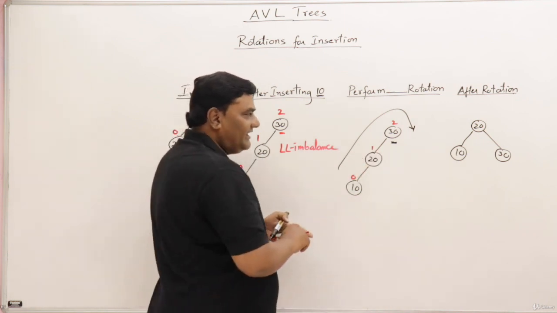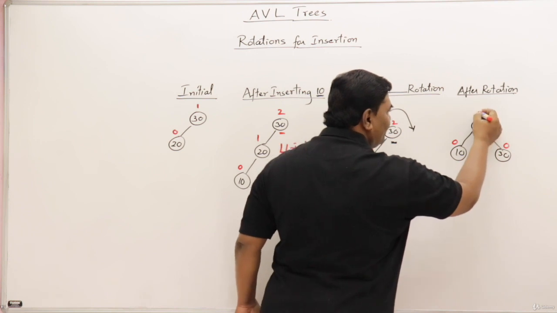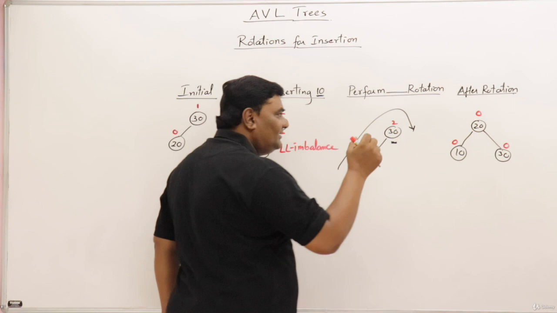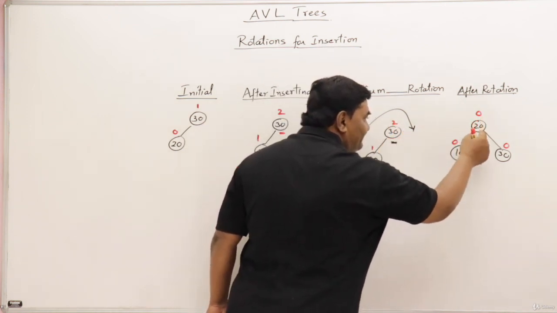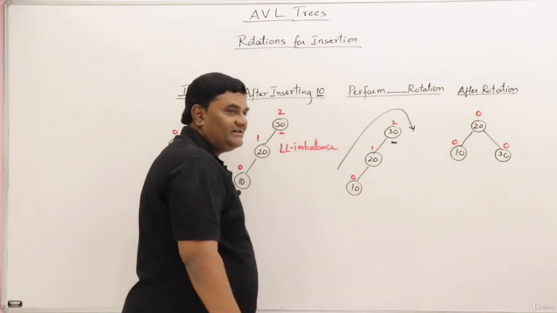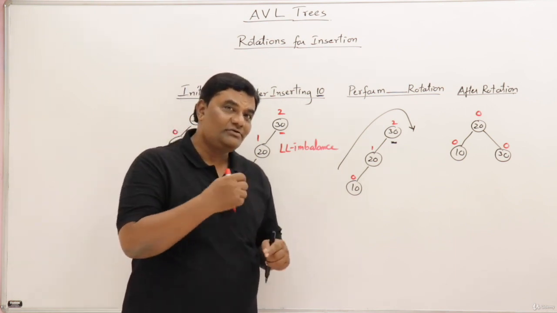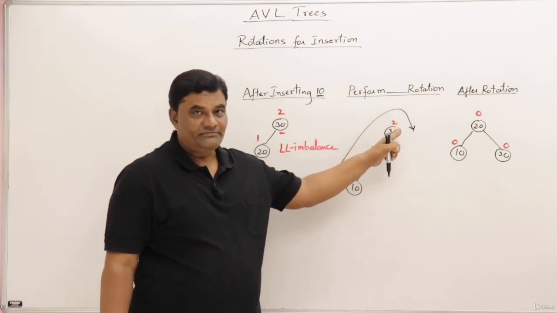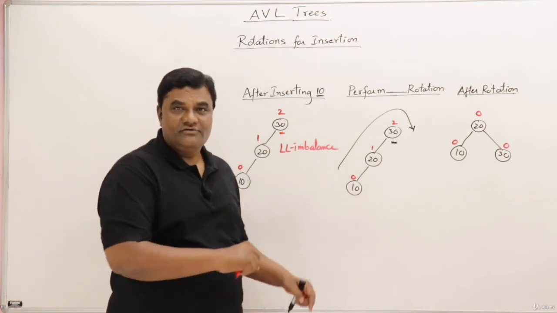Let us check the balance factors. This is 0. This is 0. This is 1 minus 1, 0. All are balanced. So around which node have we rotated? This node. At that place, who is there now? 20. Is it balanced or not? Yes, its balance factor became 0. So on whichever node you perform rotation, the balance factor should become 0 for that one. Earlier, at that position, the balance factor was 2. Now at the same position, the balance factor is 0. So this is the procedure for rotation.